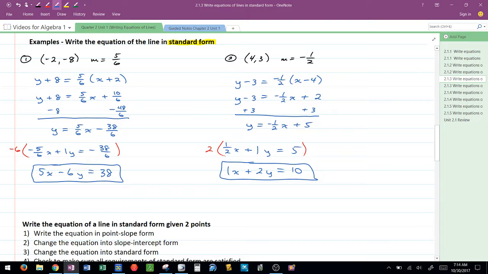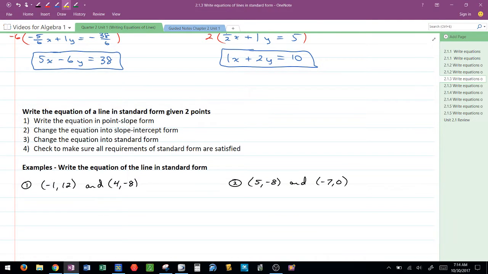All right, scenario number 3. What if we are given 2 points and they want us to write it in standard form? Well, again, there's step-by-step information.